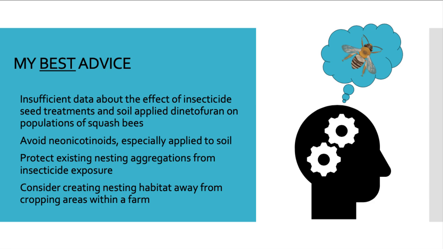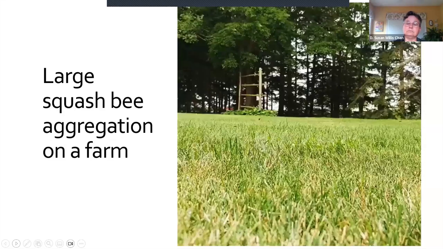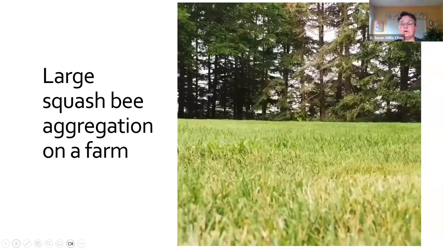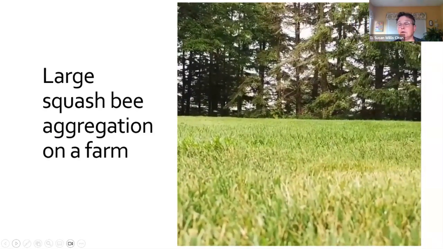And my last slide is to show you what can happen over 30 years in a nesting aggregation that is protected from insecticide exposure. All of these bees you see here are squash bees. They're in the backyard of a farm in Ontario. And there are about 20,000 nests in this backyard. So with that, I'll leave you, and I'm happy to answer questions.